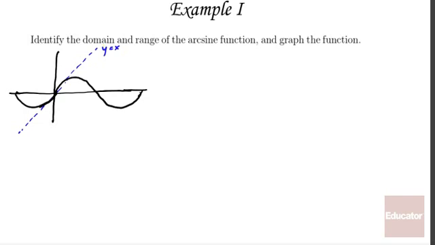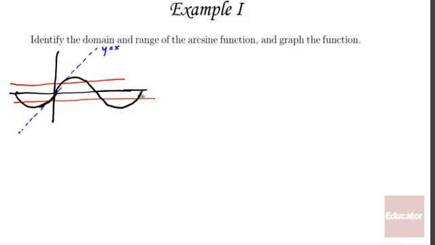Let me draw this in red. We don't want to be able to draw a horizontal line and cross the graph twice. And as you see, when I've drawn these horizontal lines, we cross the graph in lots of places. So we have a problem when we want to define the inverse sine function.